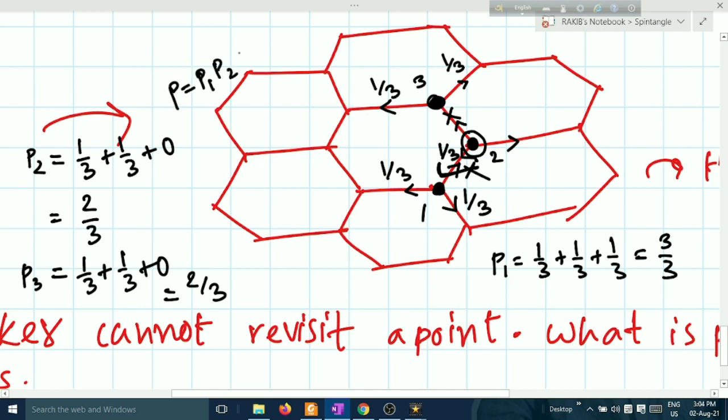Then the total probability will be the product of P1, P2, P3. This means 3 by 3 times 1 by 3, 2 by 3 times 2 by 3, which is 4 over 27, and the 3 cancels with 3, giving 4 by 9. This is the total probability.